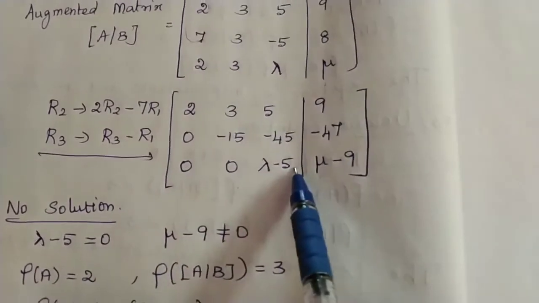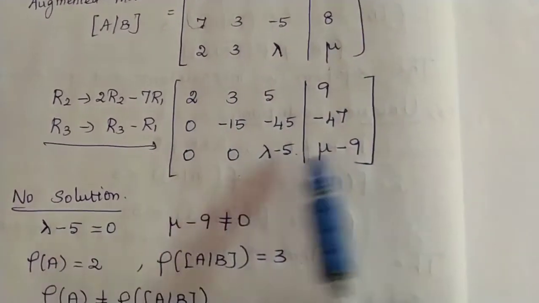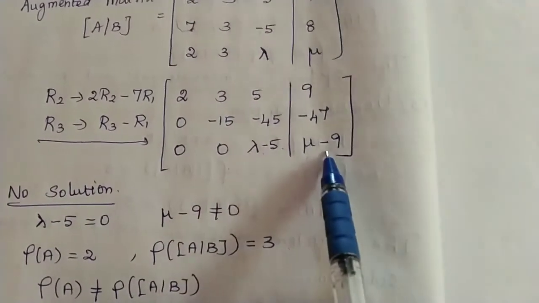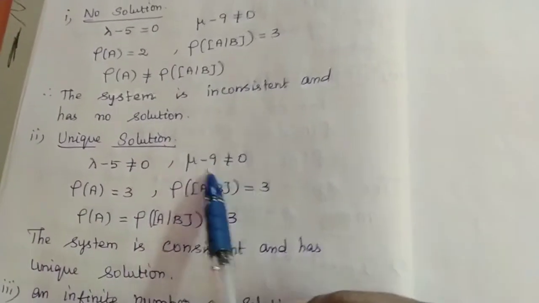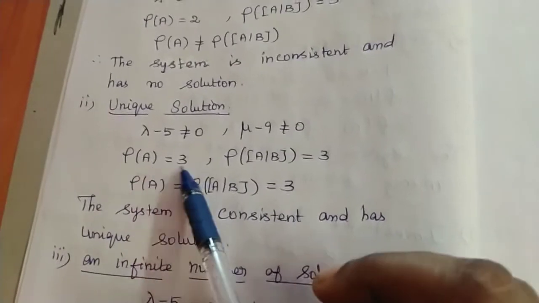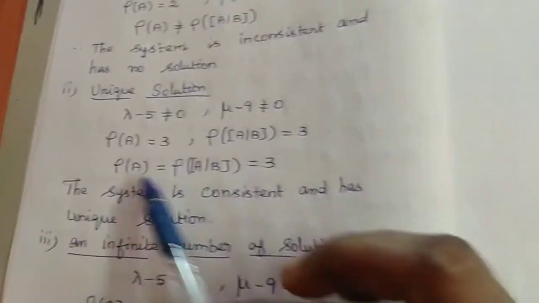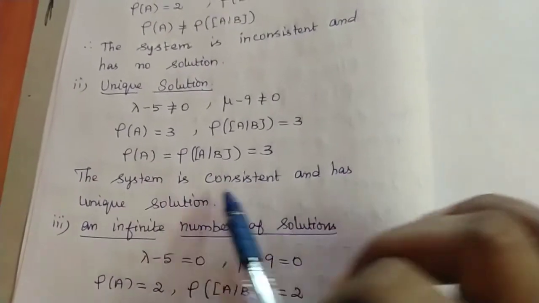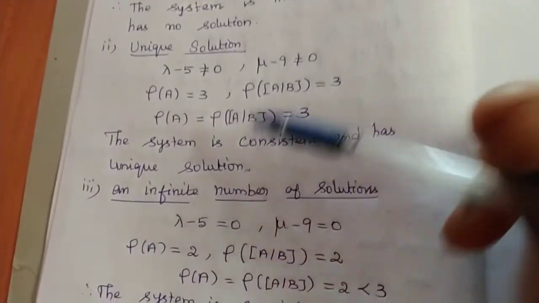Next one is a unique solution. Unique solution means we want rank of A equal to 3, rank of A by B also 3. But this one is not equal to 0, this one is not equal to 0. So lambda minus 5 not equal to 0, mu minus 9 not equal to 0. Rank of A equal to 3, rank of A by B equal to 3 means the system is consistent and has a unique solution.